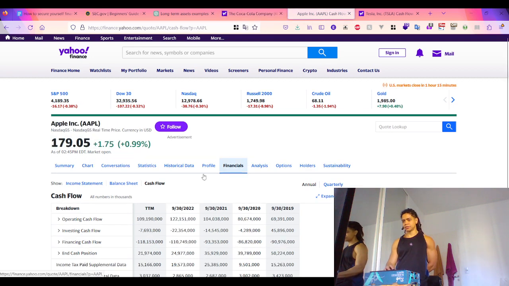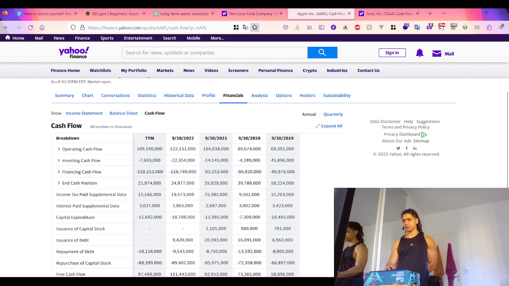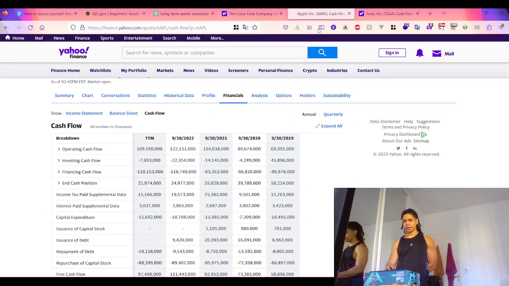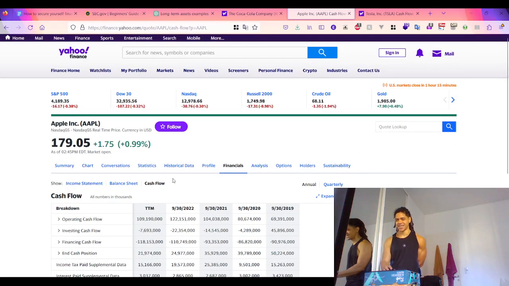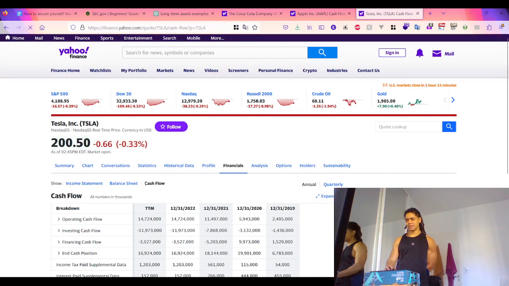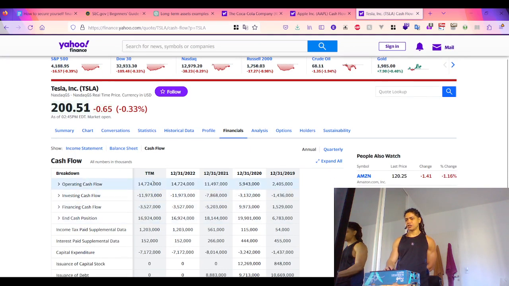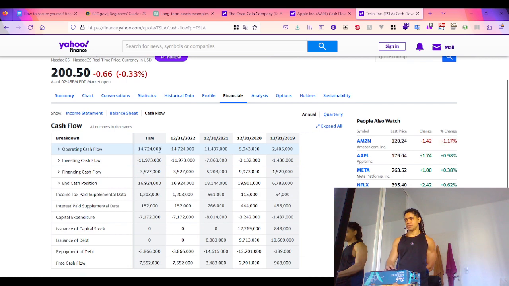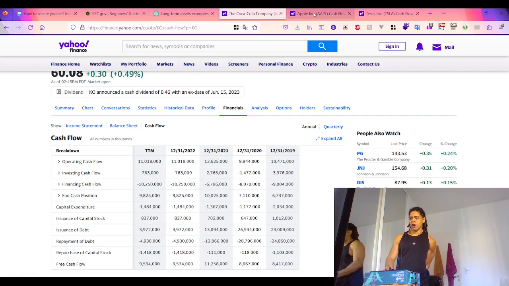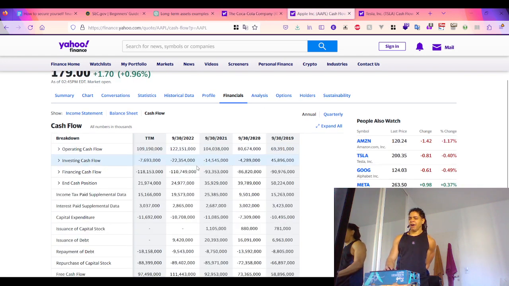So by looking at the cash flow here from Coca-Cola, and Apple, and Tesla, interesting, very, very interesting.